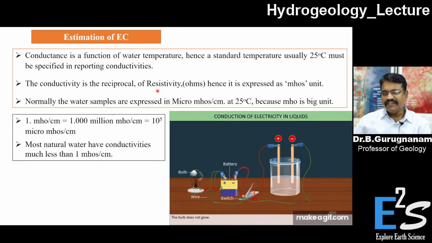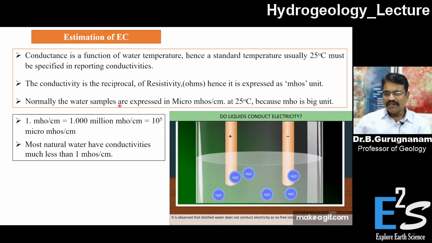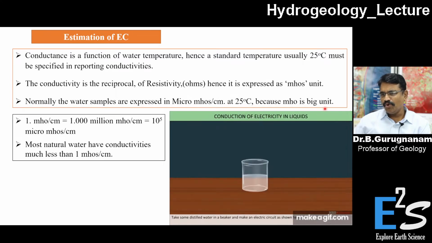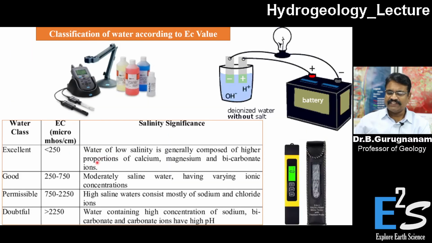The conductivity is the reciprocal of resistivity, which is in ohms. Hence, it is expressed in mho units. Normally, water samples are expressed in micromhos per centimeter at 25 degrees because the mho is a bigger unit. 1 mho per centimeter is 1000 million micromhos per centimeter, which is equal to 10 to the power of 6 micromhos per centimeter. Most natural waters have conductivities much less than 1 mho per centimeter.